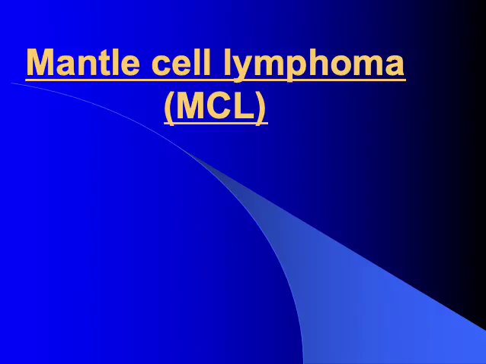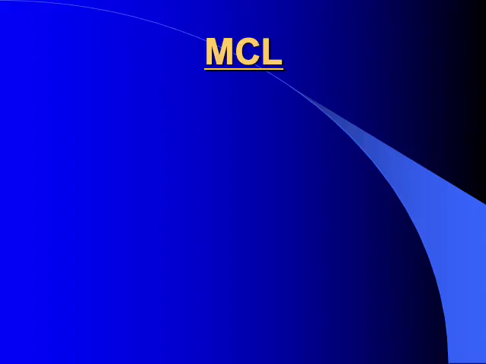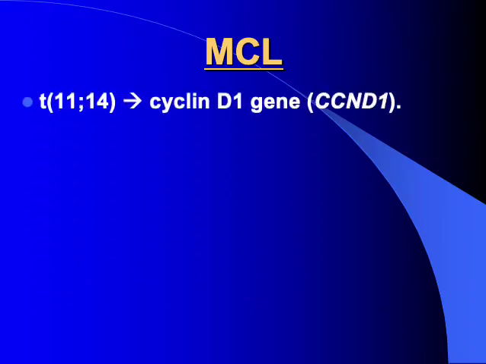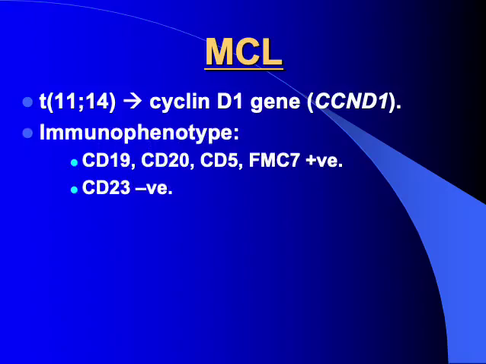Mantle cell lymphoma. Mantle cell lymphoma, by the way, is considered a low-grade lymphoma, but it is difficult to treat. It is characterized by translocation between chromosome 11 and 14, which leads to the cyclin D1 gene. This is the immunophenotype.